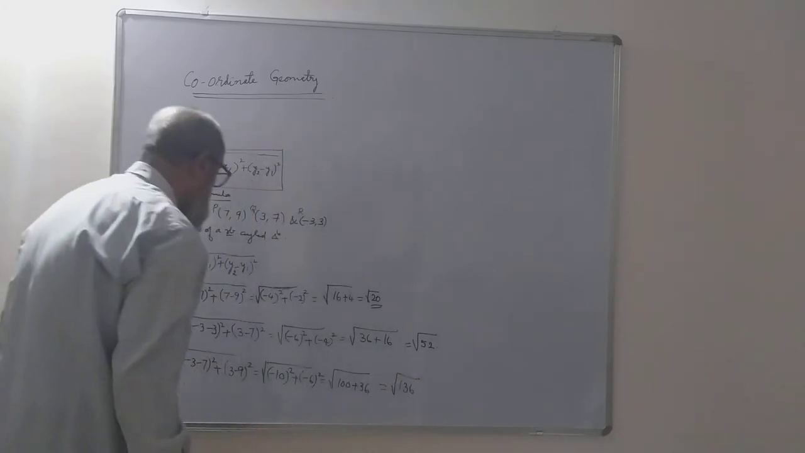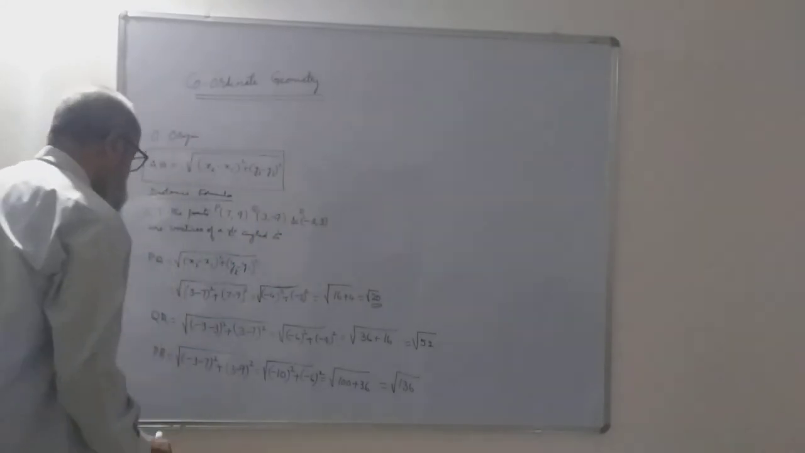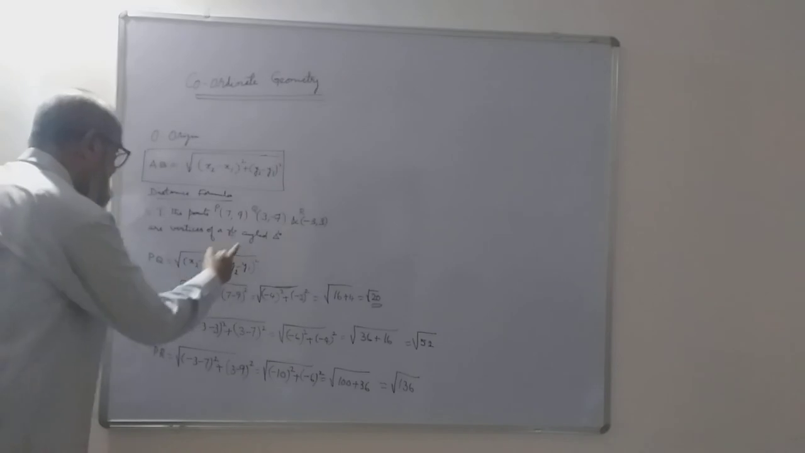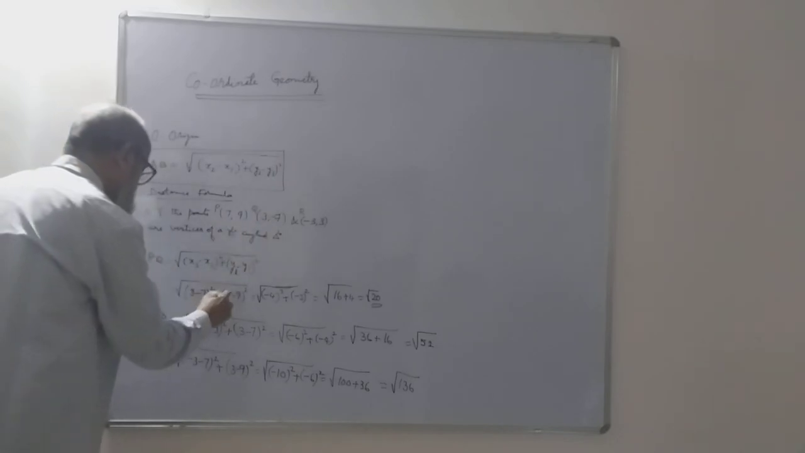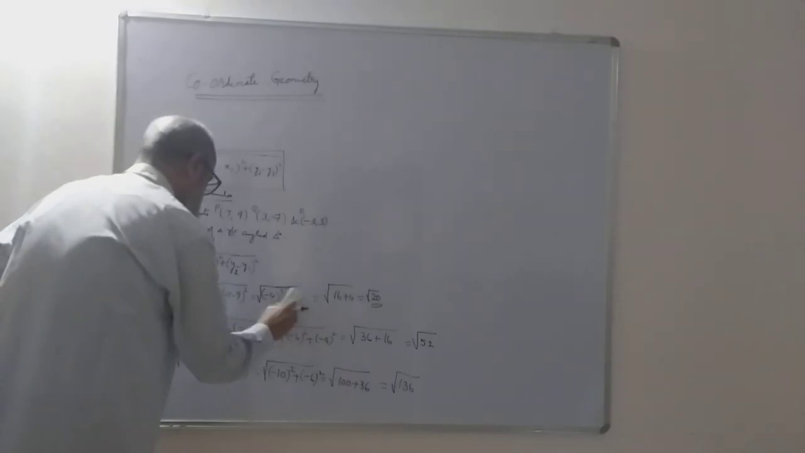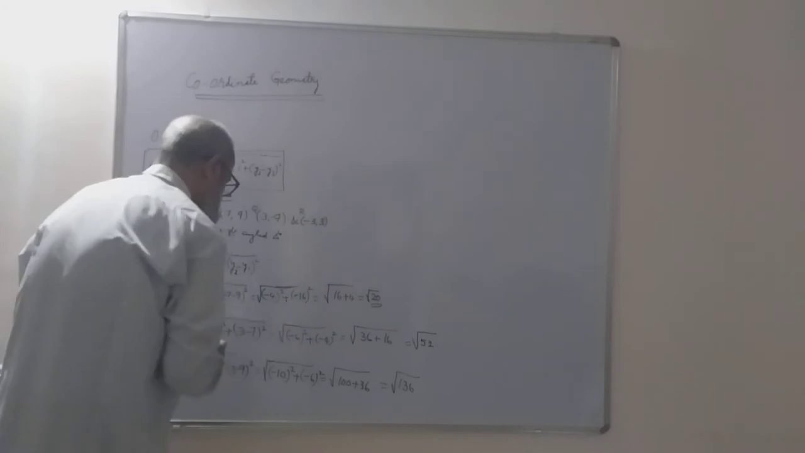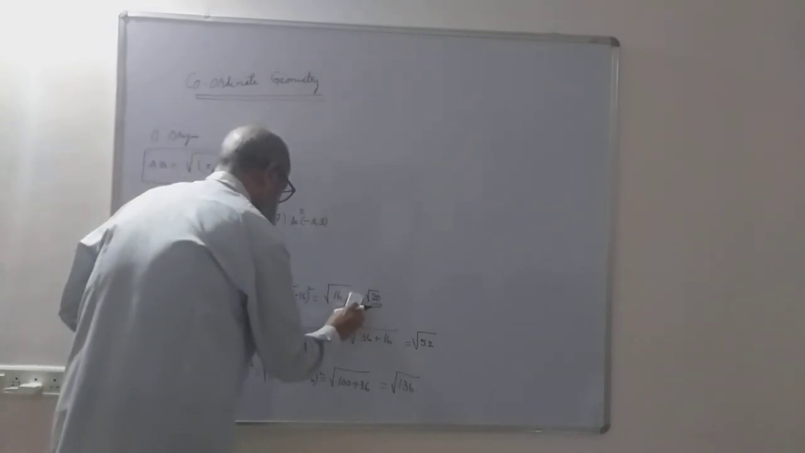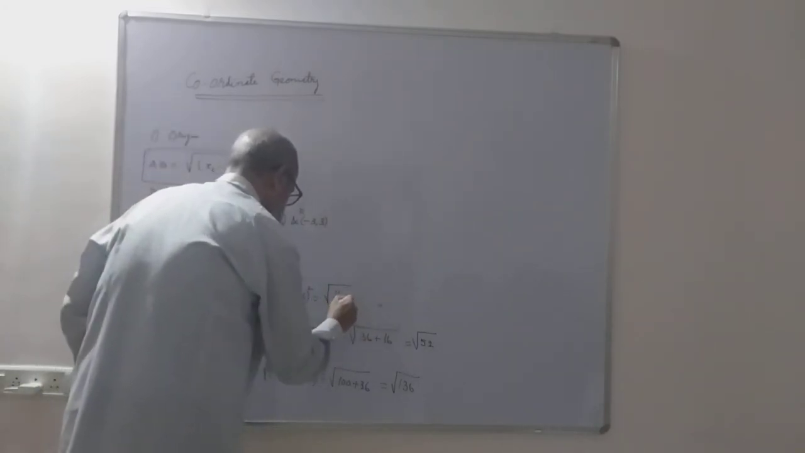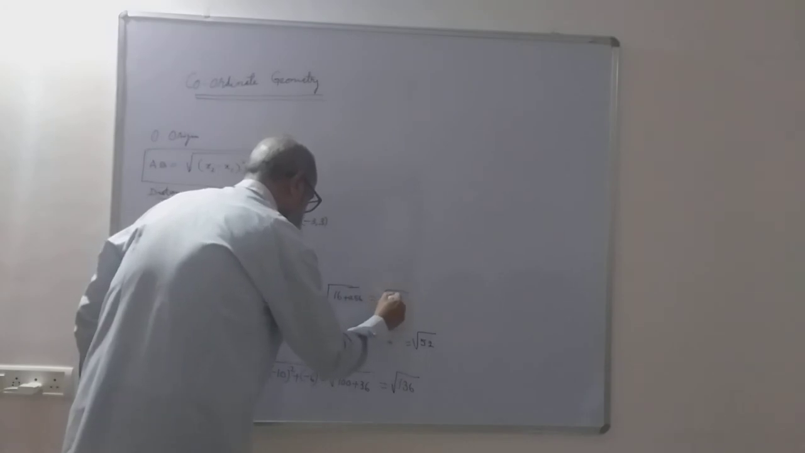Now I am not getting the required answer. I think I have taken this point wrongly. This should have been minus 7, I think. If that was minus 7, 3 minus 7, minus 7 minus 9, this would have been minus 16. Then 16 plus, this would have been 256. 256, 262, 272 it will be.